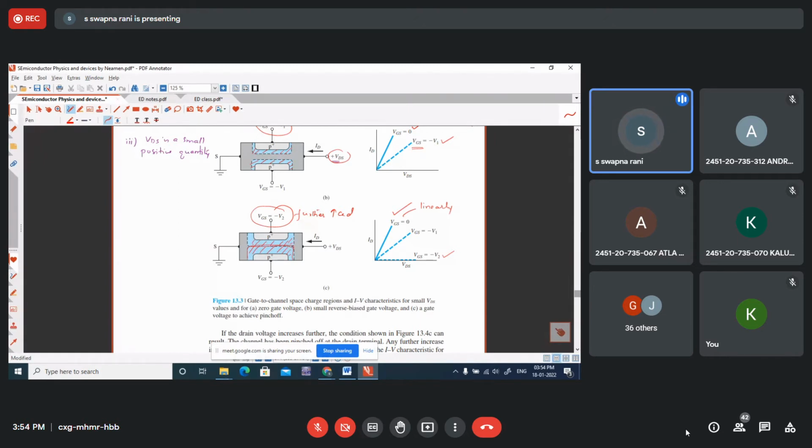So this depletion region isolates or separates source and drain. So there is no movement of charge carriers from source to drain. That is why, if you observe the third curve, even if you increase the VDS, current is going to be 0 only.